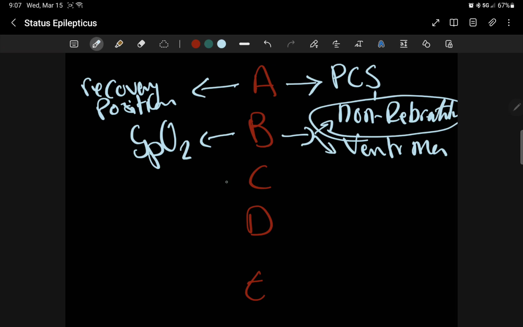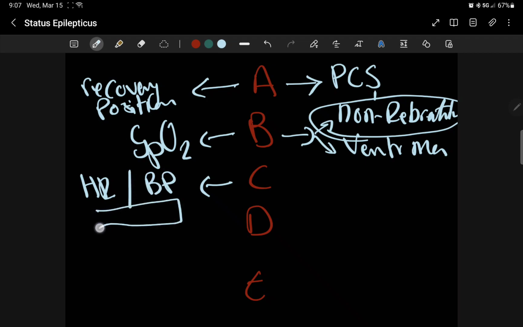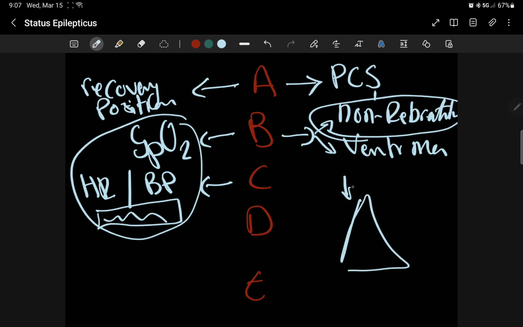Okay, and then cardiac. So you look at the patient's heart rate, look at the patient's blood pressure, and you look at the patient's rhythm strip. So you hook the patient on a monitor. Okay, and the reason why I want you to look at this during a seizure is because you want to make sure that your patient is not having the Cushing triad. The Cushing triad is bradycardia, hypertension, and irregular shallow breathing. And that is a sign of brain coning or herniation. And it can happen during status epilepticus, especially if prolonged.